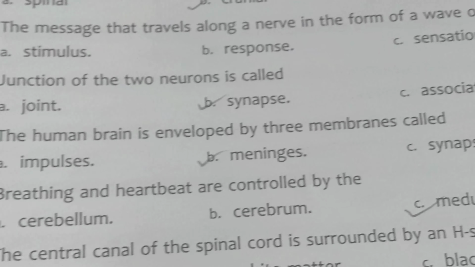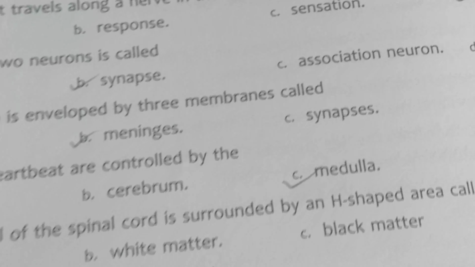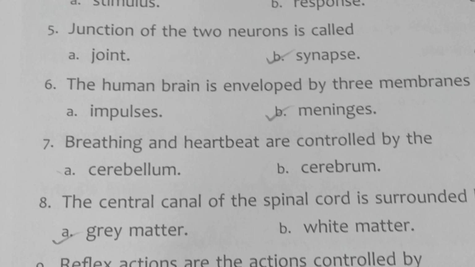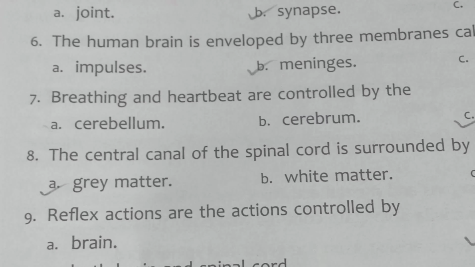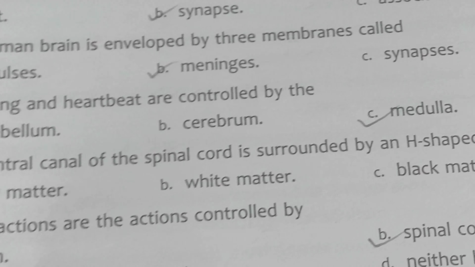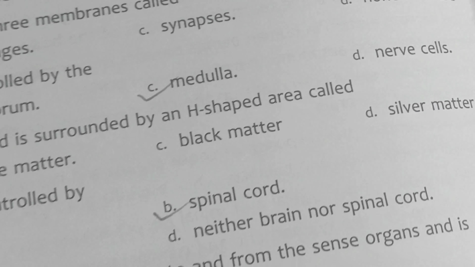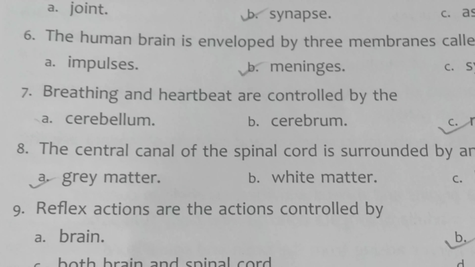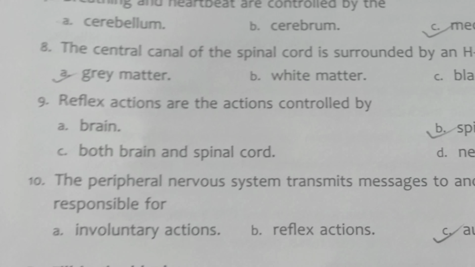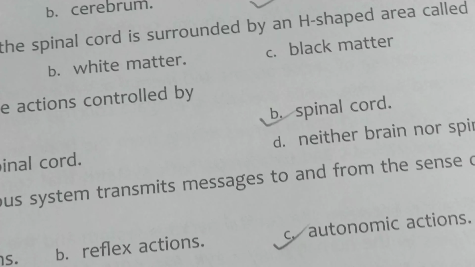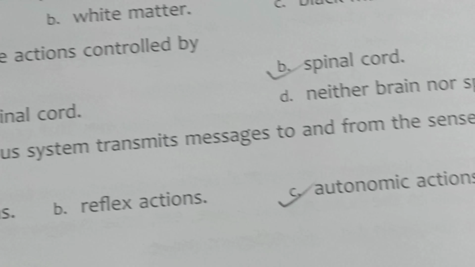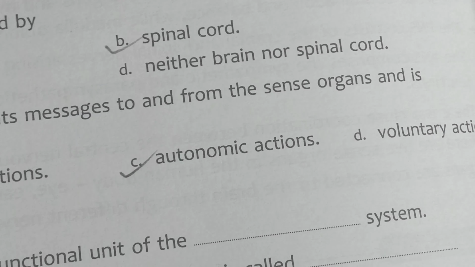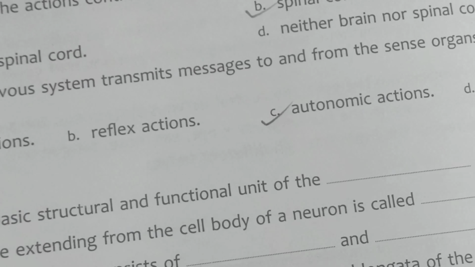The human brain is enveloped by three membranes called meninges. Breathing and heartbeat are controlled by the medulla. The central canal of the spinal cord is surrounded by an H-shaped area called gray matter. Reflex actions are the actions controlled by the spinal cord. The peripheral nervous system transmits messages to and from the sense organs and is responsible for autonomic action.